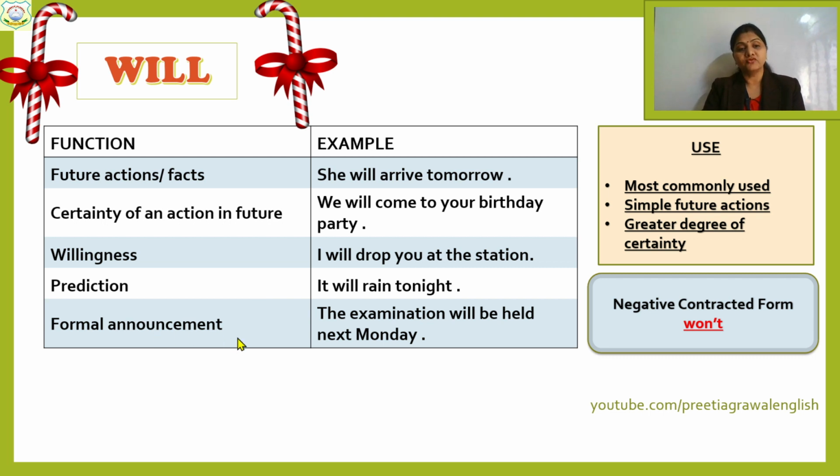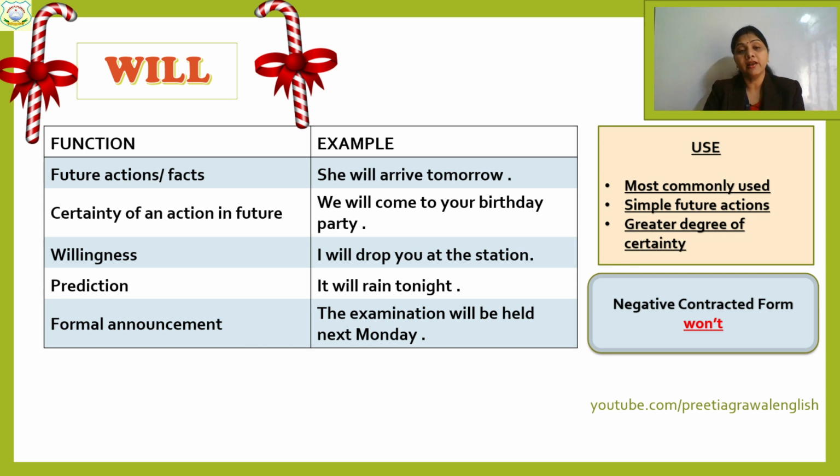For formal announcement. The examination will be held next Monday. So this is your formal announcement. Or suppose I say, the principal will attend the assembly tomorrow. So that is a formal announcement. Whenever there is any formal announcement, you have to use will. At that time, don't use shall in a formal announcement.